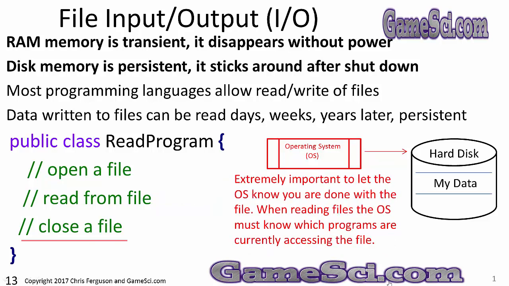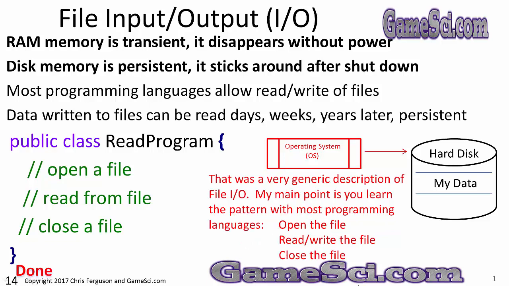Closing the file. Extremely important to let the operating system know you are done with the file. When reading files, the operating system must know which programs are currently accessing the file. This close tells the operating system that the file is no longer in use by someone else, so if someone else wants to write to it, they may.